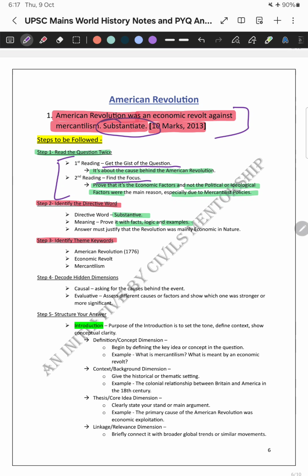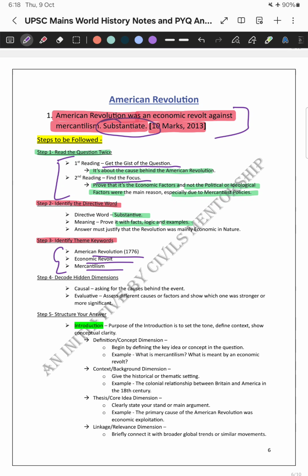So in this particular case, what are the theme keywords? Now there are 3 things: American Revolution, economic revolt, and mercantilism. So your answer should be based around these 3 concepts. So these are your content anchors. Now your answers must revolve around these 3 themes only. So make sure you have written these keywords clearly. So this is all about step 3, where in step 2 you identified the directive word, and in step 3 you identified the theme keywords, that is the theme based on which you will write your answer. So this was all about step 3.